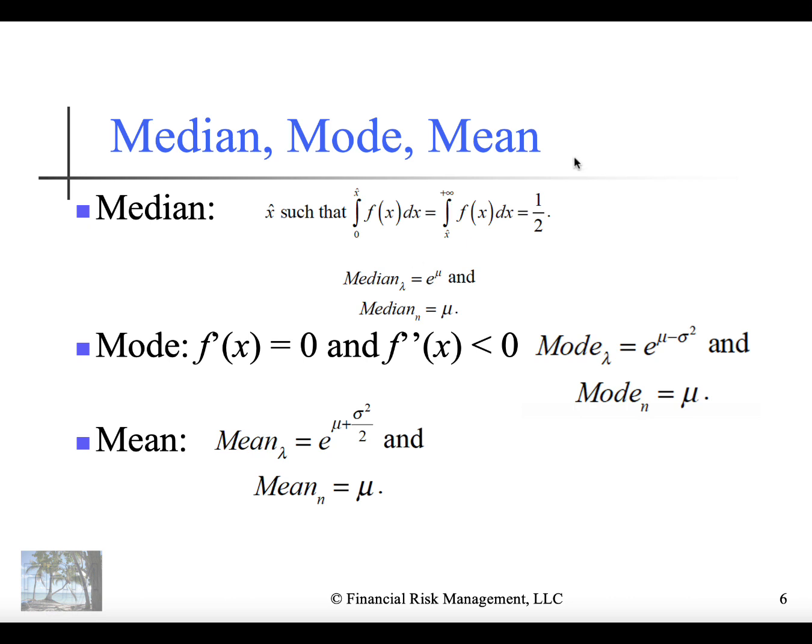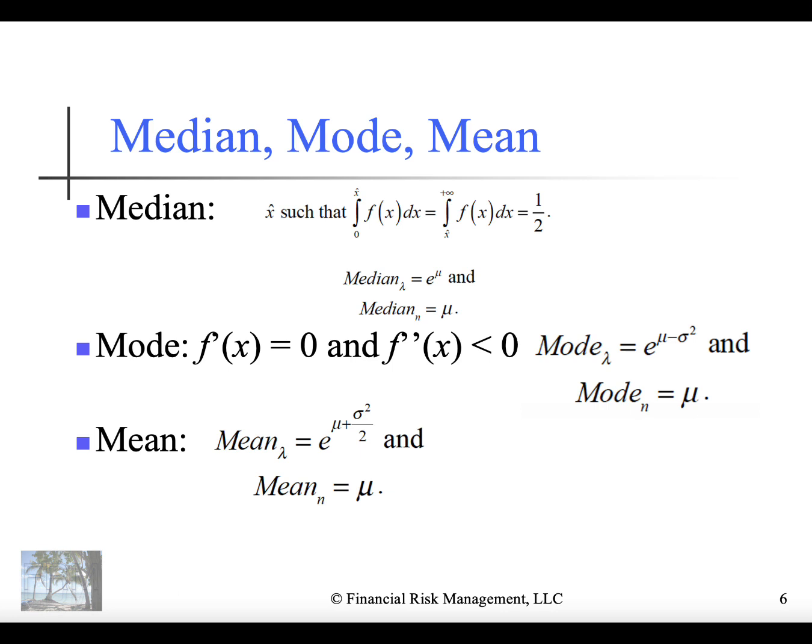The different properties: the median is the value, what's the value of x hat such that the CDF equals a half, whether I go from 0 up to x hat or from x hat up to positive infinity for the log normal distribution. For the normal distribution, this would be minus infinity. The median for the log normal distribution is simply e to the mu, and the median for the normal distribution is simply mu. The mode is the peak point of the distribution.